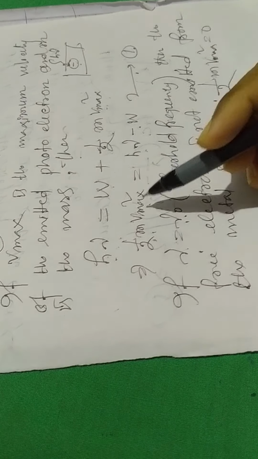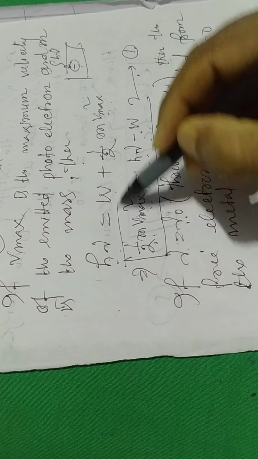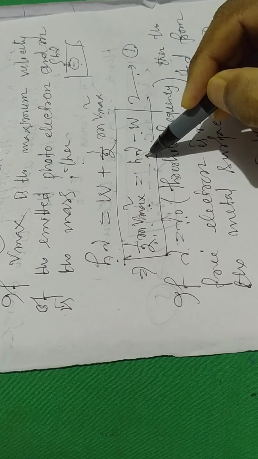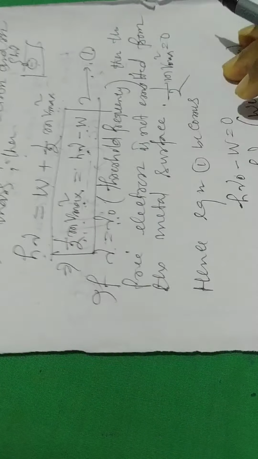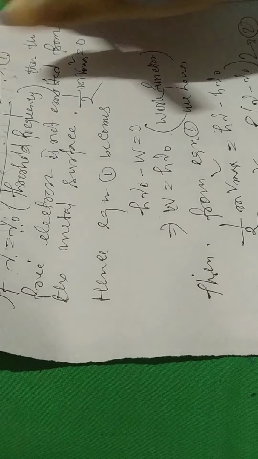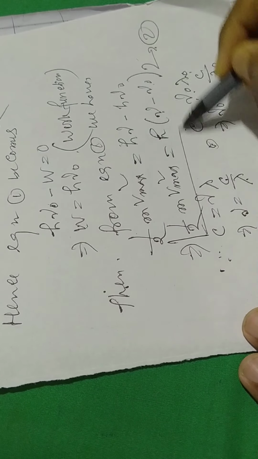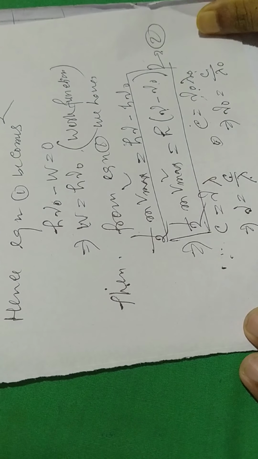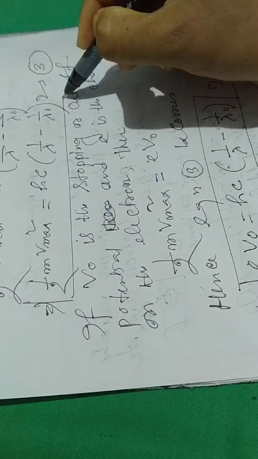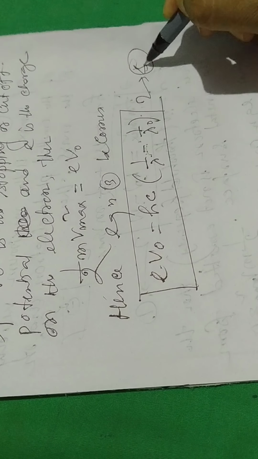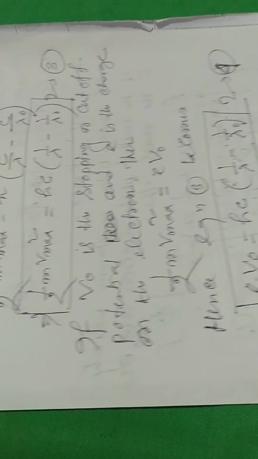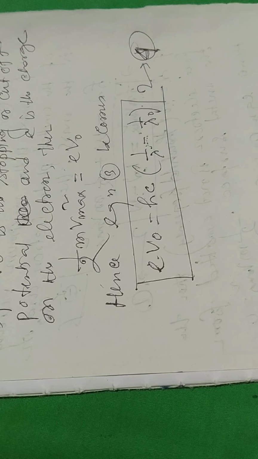So equation number 1, half m Vmax square equal to h nu minus W, is one photoelectric equation. Equation number 2 is another form of the photoelectric equation. Equation number 3 is another form. And this is equation number 4, another form of the photoelectric equation. These are Einstein's photoelectric equations.